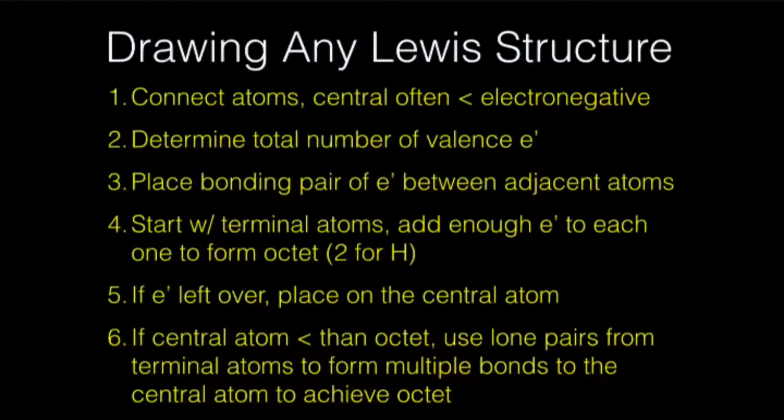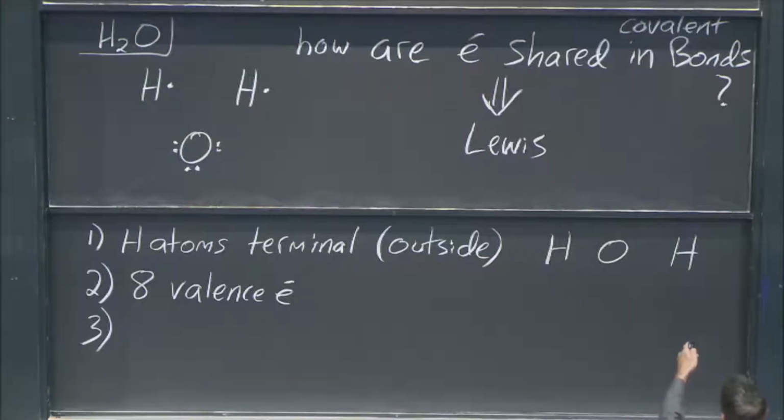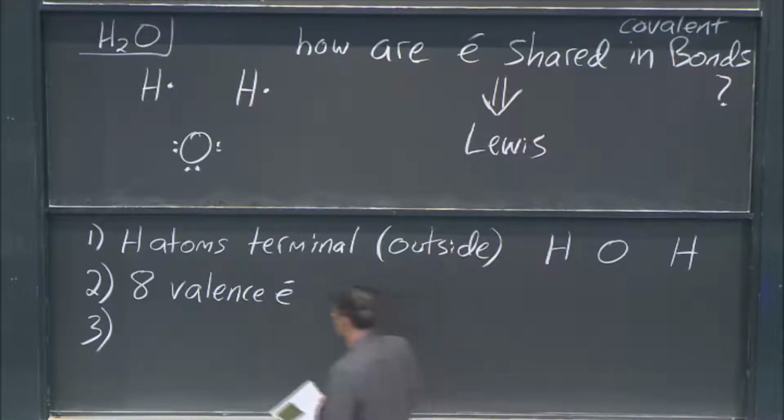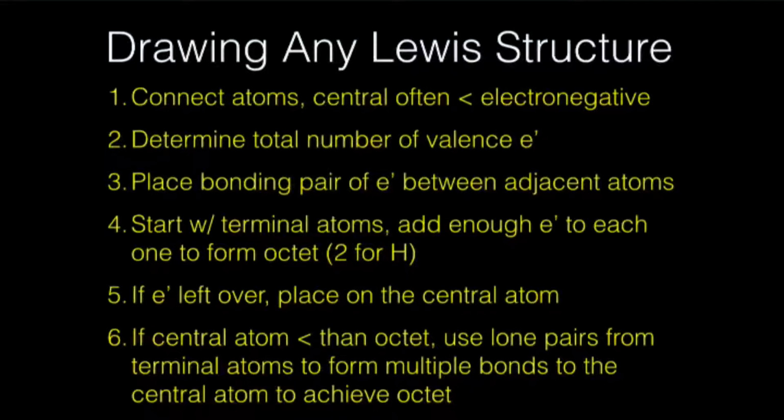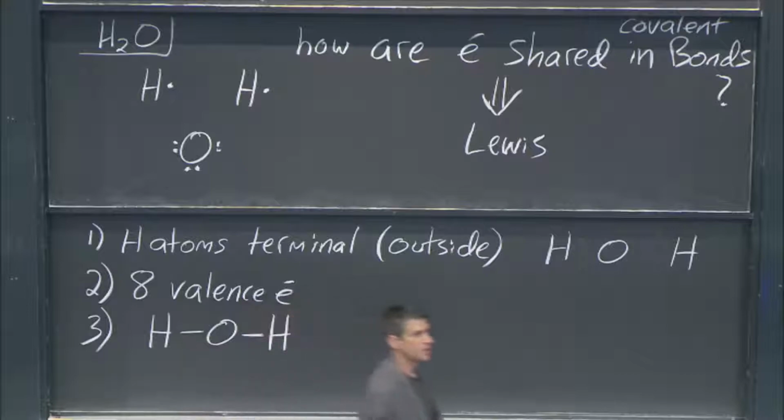Step 3 is where it gets really fun. Place bonding pair of electrons. There's a bonding pair right there, 2 electrons in a bonding pair. Place a bonding pair between adjacent atoms. I can do that. H, O, H. So there's my bonding pair. I put 2 electrons, but now you see, I only used up 4 electrons there.